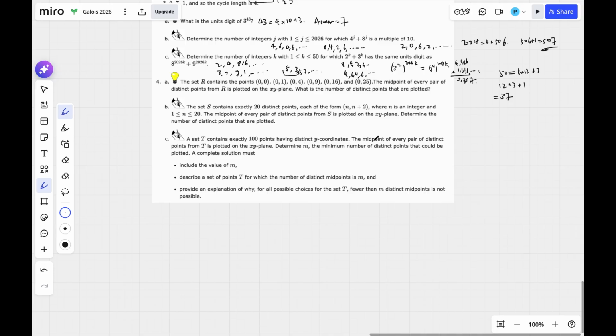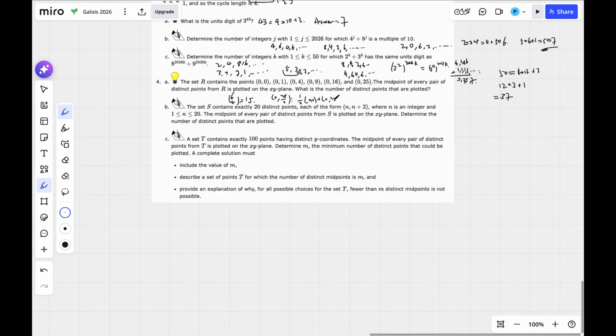Now for 4a, we know that the set R contains the points (0, 0), (0, 1), (0, 4), (0, 9), (0, 16), and (0, 25). The midpoint of every pair is plotted on the xy plane. What is the number of distinct points that are plotted? So first we need to count how many points are plotted. So there are 6 points here, so we need to choose 2 of them to find the midpoint. So we have 6 choose 2, which is 15.